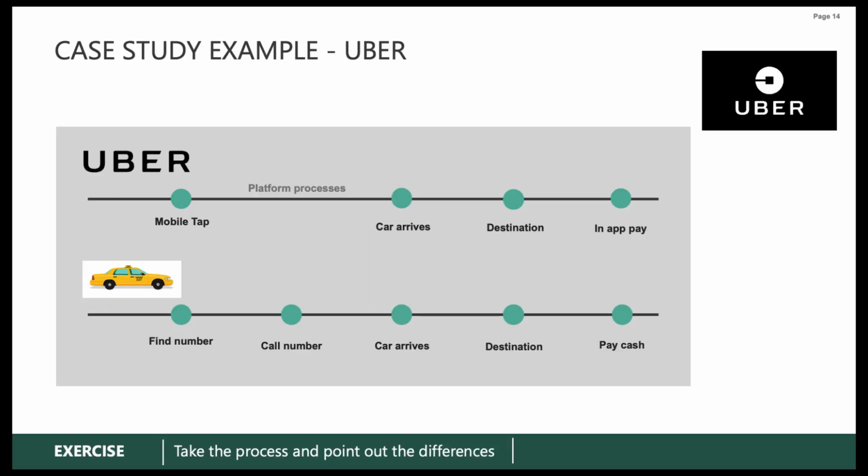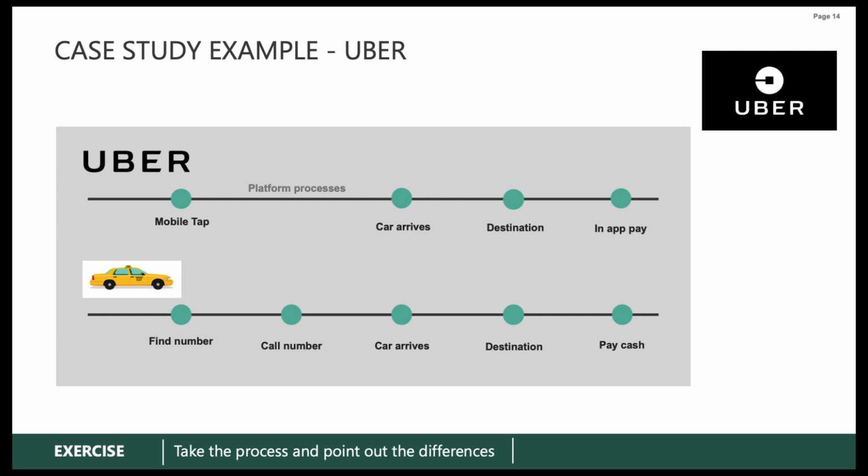So let's just take a quick look. How did Uber change the market? Well, one of the things was that we had an established way of getting around a city, for instance. We ordered a taxi, that was okay, so we had to find a number, we had to call a number, we had to wait for the taxi to arrive, and then it took us to our destination and we paid cash. Those were kind of like the critical steps in using a taxi.